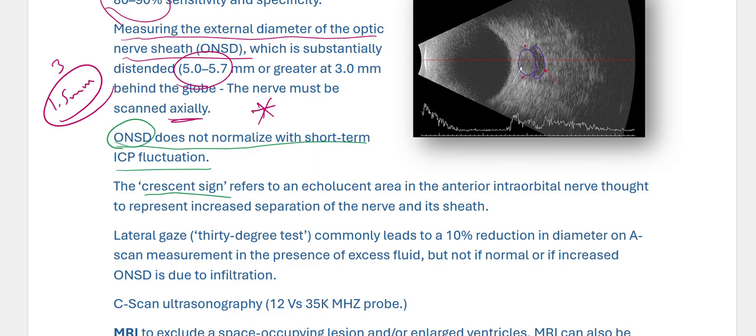If you measure ONSD in a 30-degree temporal position of the eye, temporal rotation, and compare your measurement to the primary position, there will be a 10% reduction in diameter. So rather than being 5 in primary position, it would be 4.5 in 30-degree temporally.